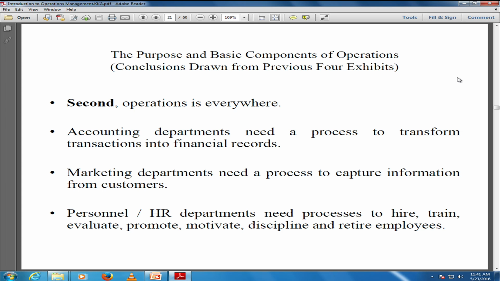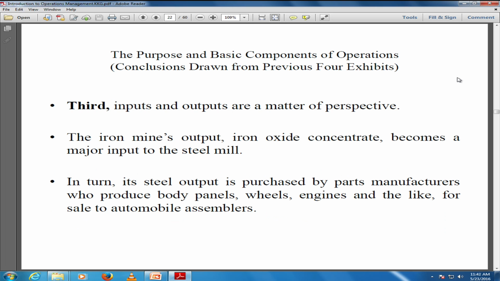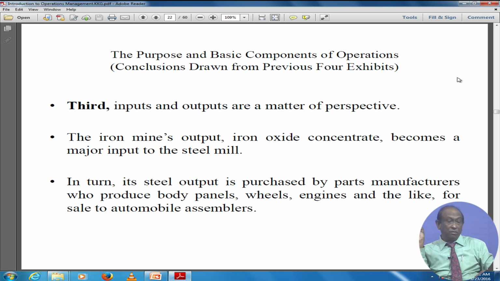Personnel or HR departments need processes to hire, train, evaluate, promote, motivate, discipline and retire employees. That is the cycle that I had talked about. What is the third conclusion? All these inputs and outputs are a matter of perspective. What is output for one particular company is an input for another company. The iron mine's output, iron oxide concentrate, becomes a major input to the steel mill. In turn, its steel output is purchased by parts manufacturers who produce body panels, wheels, engines and the like for sale to automobile assemblers. So, this matter of perspective is very important.